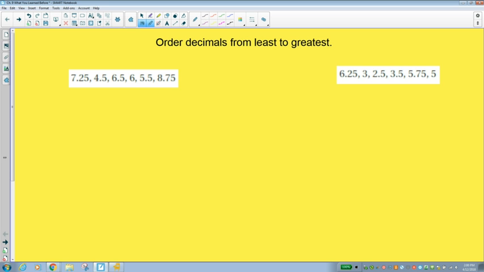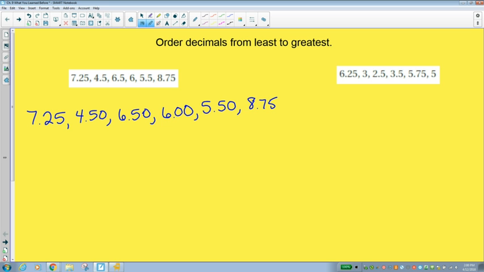Keeping in mind, if there is nothing there, I can add a 0 as a placeholder, and it would keep the number the same. So 7 and 25/100ths will remain 7 and 25/100ths because it ends in the hundredths place. 4 and 5/10ths would be rewritten as 4 and 50/100ths. It's the same thing as 4 and 5/10ths. 6 and 5/10ths is rewritten as 6 and 50/100ths. 6 will be rewritten as 6 and 0/100ths. 5 and 5/10ths would be rewritten as 5 and 50/100ths. And then 8 and 75/100ths already ends in the hundredths place, so I'm just going to keep the number the same.